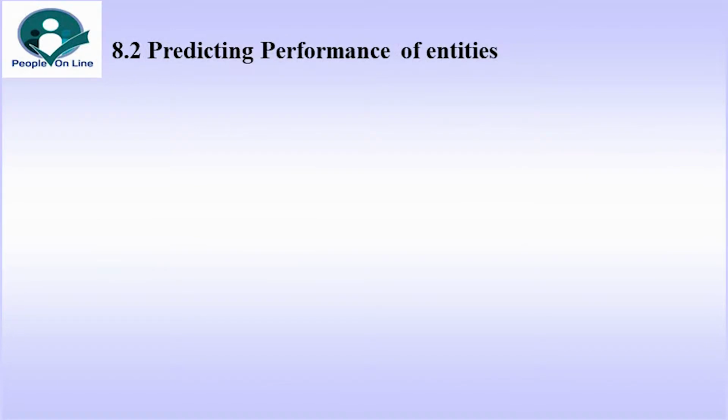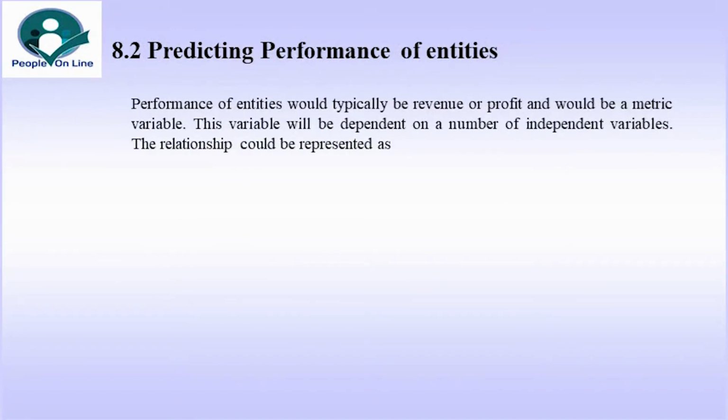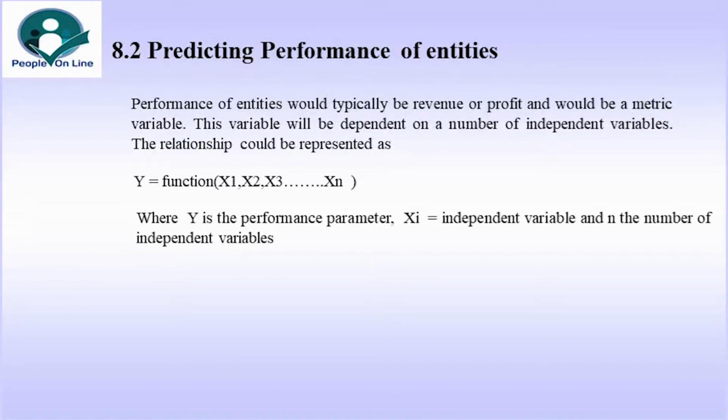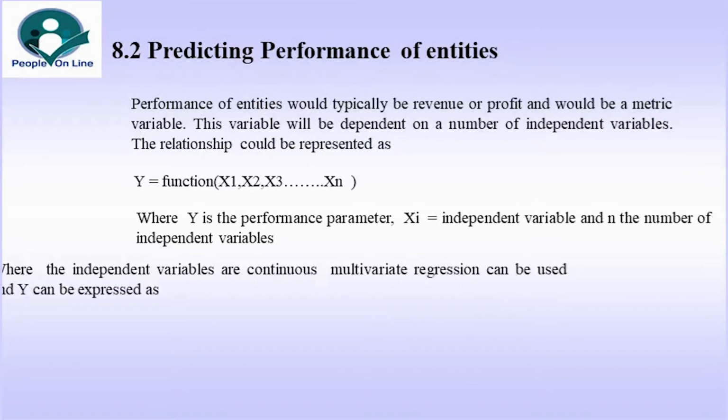Predicting performance of entities. Performance of entities would typically be revenue or profit and would be a metric or continuous variable. This variable will be dependent on a number of independent variables. The relationship could be represented as y is a function of x1, x2, x3 going right up to xn, where y is the performance parameter, xi is the independent variable, and n the number of independent variables.